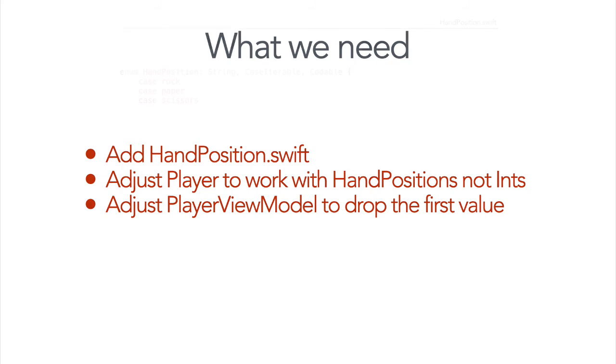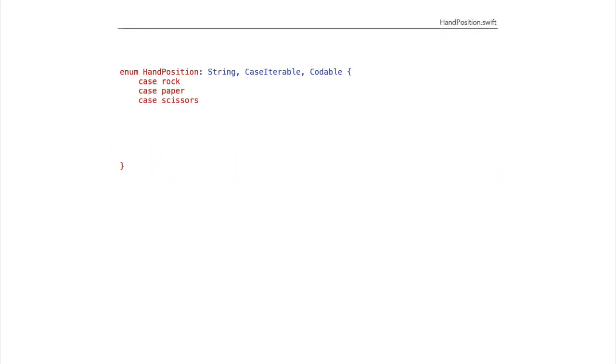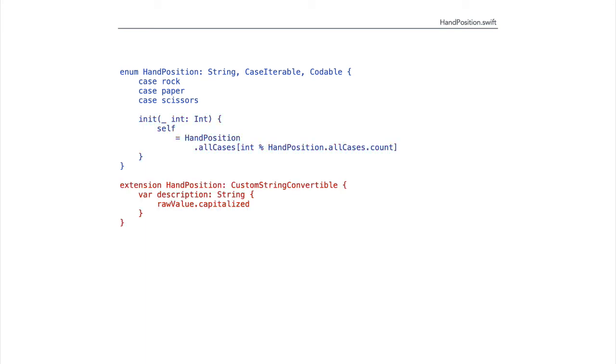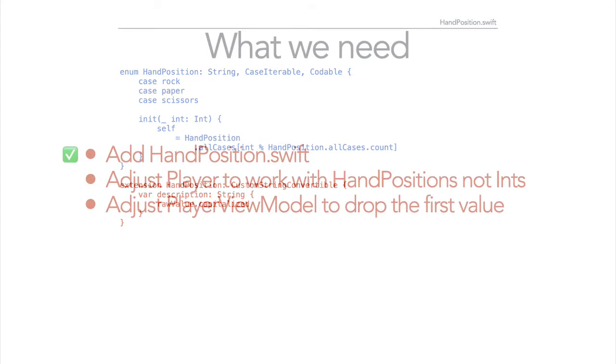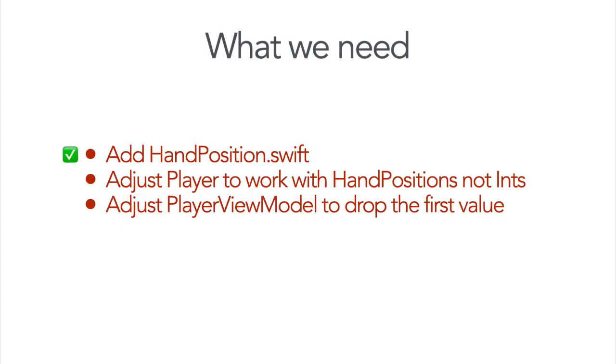So let's start with hand position. Hand position has 3 cases, rock, paper, scissors. It also knows how to create itself from an int. You give me an int, I will take it mod 3 in this case, and 0 will be a rock, 1 will be paper, 2 will be scissors, and so I can create a hand position from an int. And also I can describe itself. Now that enums start with lower cases, we'll just change it to uppercase when we're displaying it on the screen. And so there's our hand position. Now let's move to player.